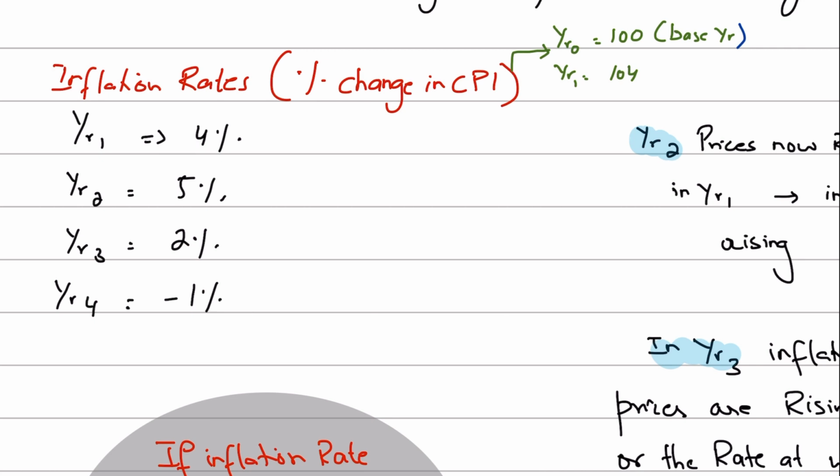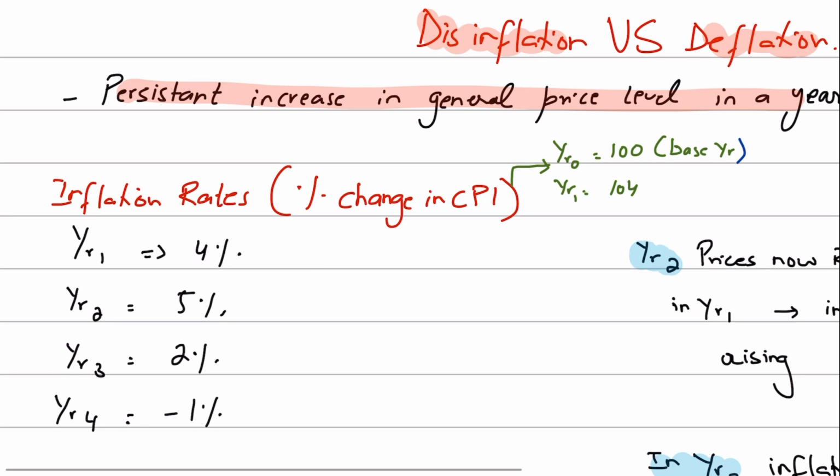Now guys, you need to understand that within these given rates there are two important concepts hidden, that we are going to grasp from these rates of inflation, and that is the concept of disinflation versus deflation. First of all, remember that disinflation is just a fall in the rate of inflation, while deflation represents a falling price level.